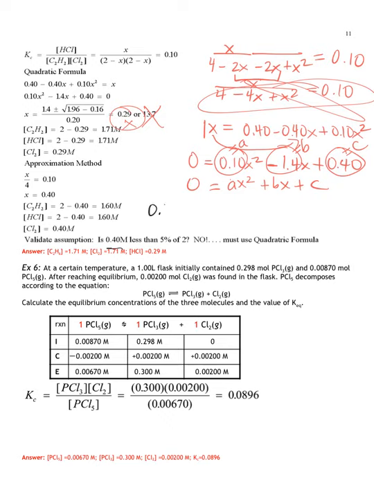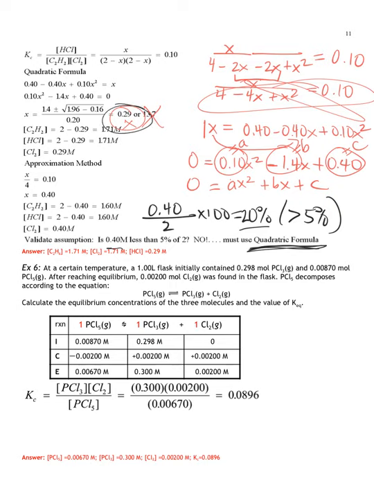You check to see if x, as it compares to 2, is less than 5% when you take a percentage of that. And so take 0.4 divided by 2, you end up with 20% in the end. And because this percentage is greater than 5%, you have to use the quadratic formula. So you actually have to go back and take the values for x from the quadratic formula, which is right here.